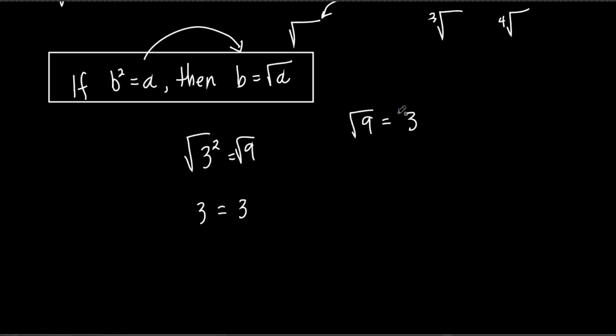I'll give you a hint. Positive 3, we said. Tell me why. Because negative 3 times negative 3 is what? Positive 9. So again, the question is, what number times itself is equal to positive 9? Well, negative 3 times negative 3 also is equal to positive 9, isn't it?